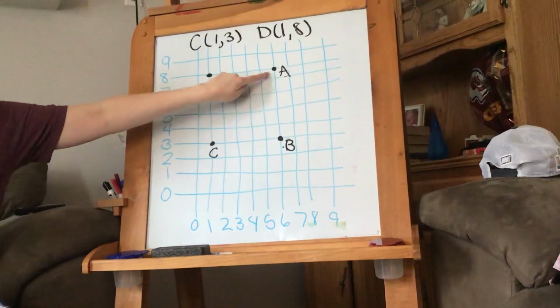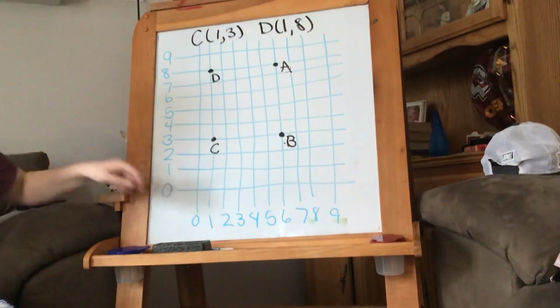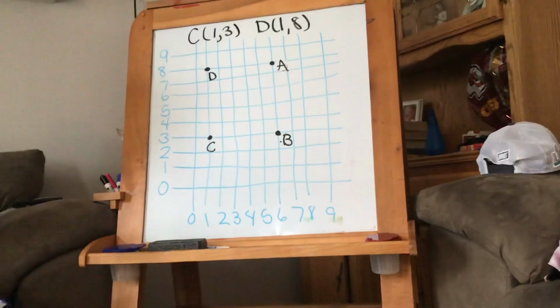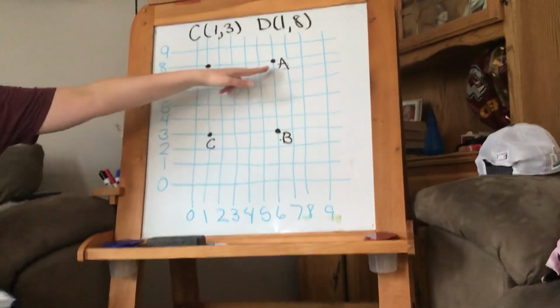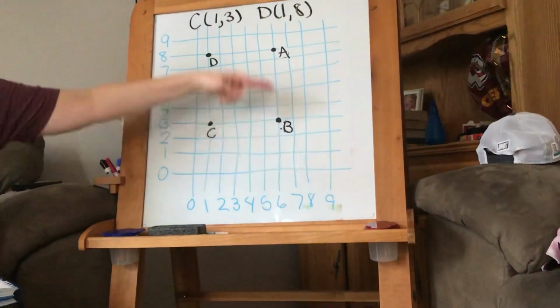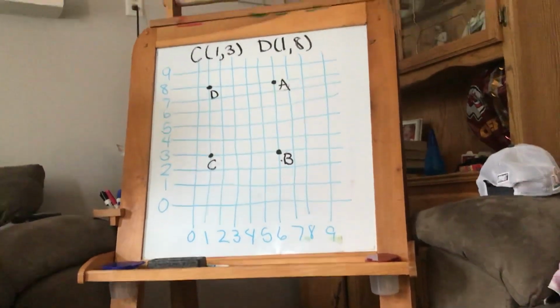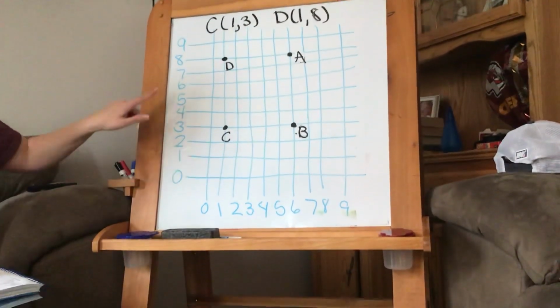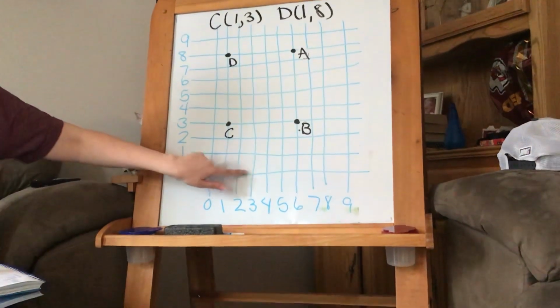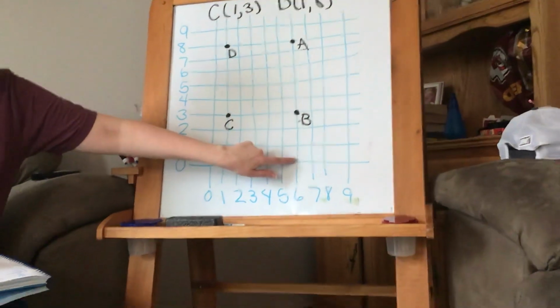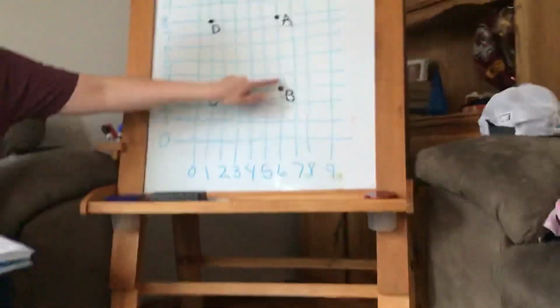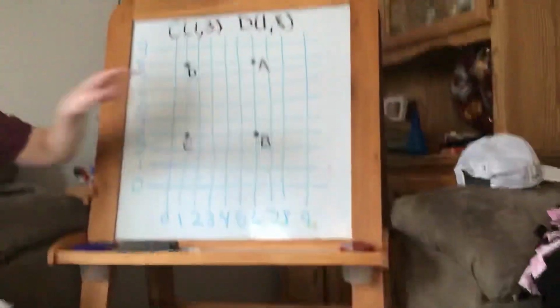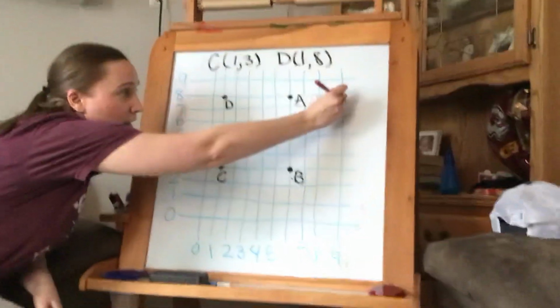what would the coordinates, the numbers, be for A? So think over and then up. Okay, so Taylor, what are the coordinates for point A? 6, 8. We go over 6: 1, 2, 3, 4, 5, 6. And up 8: 1, 2, 3, 4, 5, 6, 7, 8. So the coordinates for point A would be 6, 8.